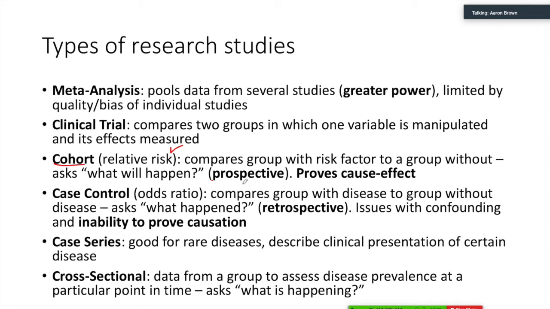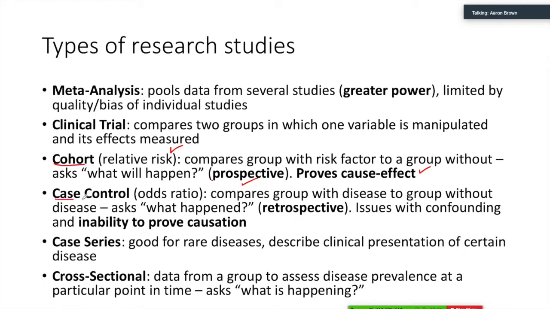Second, it's going to be prospective, meaning going into the future. We're going to start on day one and then go into the future for a certain period of time and then look at the causes and effects after that, which brings us to our number three, that cohort studies prove cause and effect. Great.